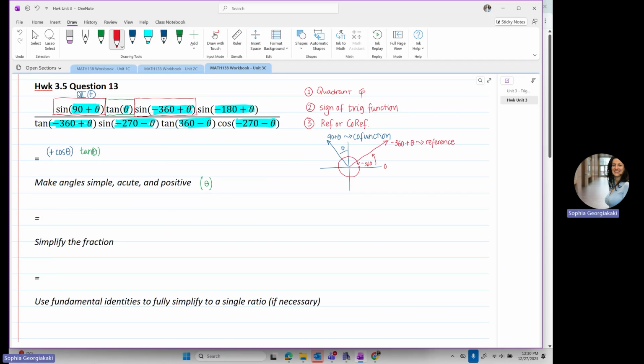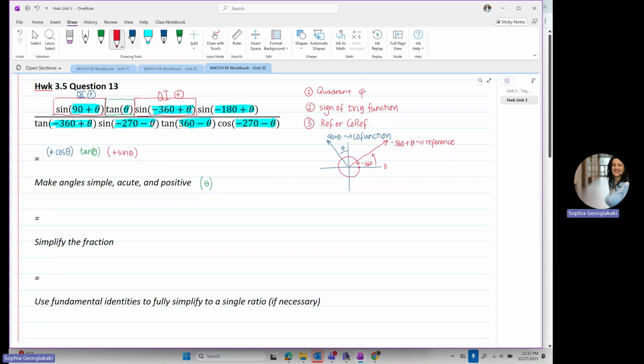Now, in quadrant 1, the sign of the angle is positive. So I'm going to use a positive function. And because this is a reference angle in terms of 360 degrees, then I don't use cofunctions, I use the regular functions. So the sine of negative 360 plus theta will be positive sine of theta. And again, I don't need the plus signs, I just write them for my own reference.